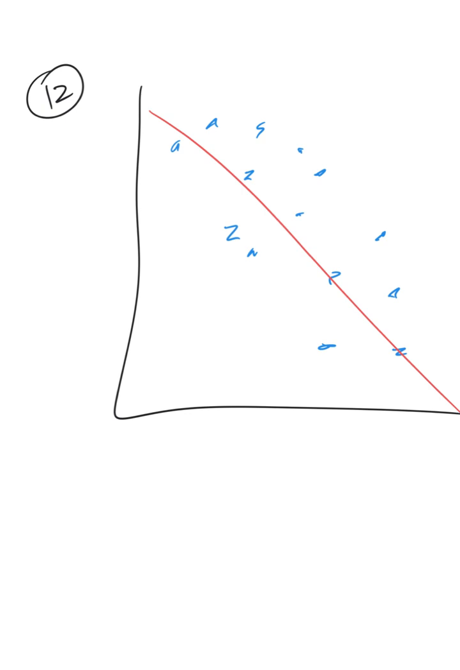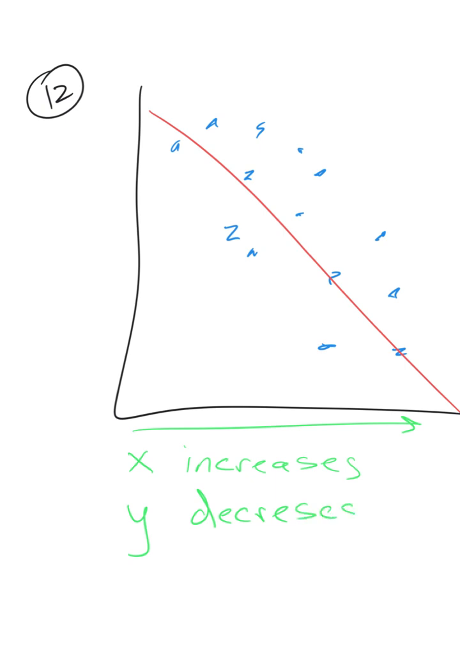Okay, so in a negative correlation graph, we say as X increases, so we're getting bigger in the X's, Y decreases because you see the Y values are getting smaller.